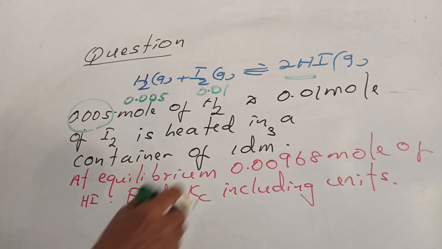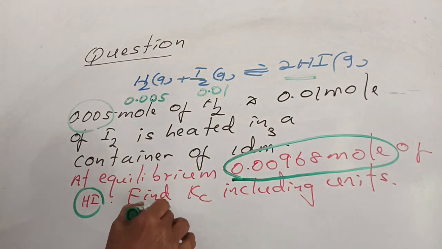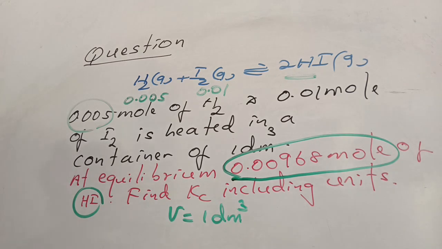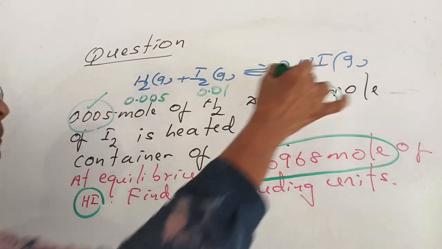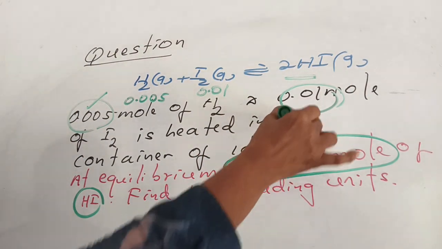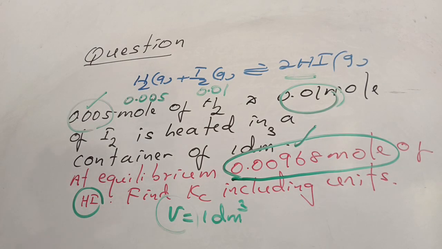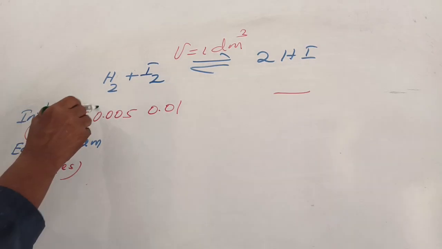Apart from that, the given information is that at equilibrium 0.00968 moles of hydrogen iodide are present, and the volume of the container is 1 dm^3, where all these reactants and products are present once equilibrium is reached. These are the keywords: the initial number of moles of reactants and products, the equilibrium amounts, and the total volume of the container. Those keywords should be bold or underlined before doing any question of this nature. The given information should be clearly identified.